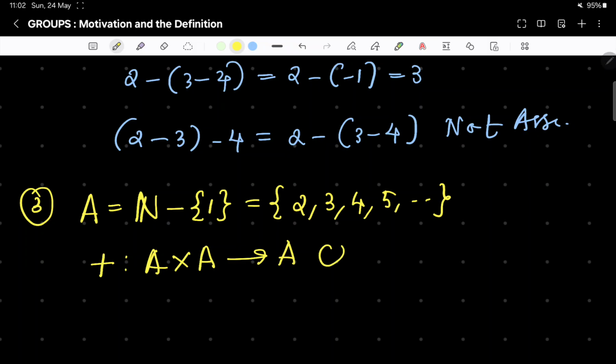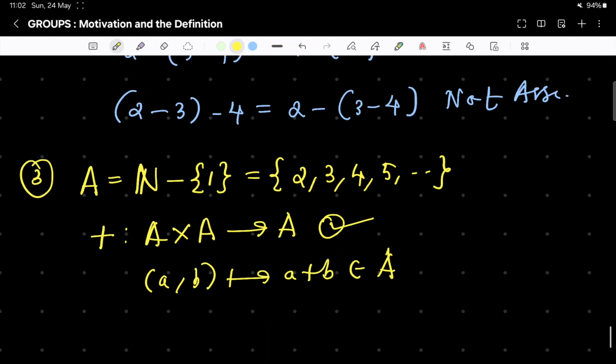Is it a binary operation? Yes, because if you take any numbers a, b and add them, the sum belongs to A, because you are only adding things. There is no way that you will get 1. Okay, so this is a binary operation, but you don't have an identity. It is also associative, because the bigger set N is associative, but no identity.